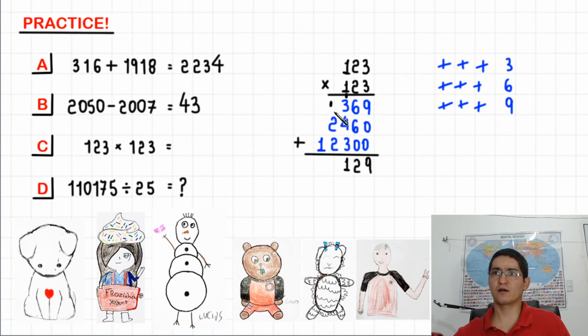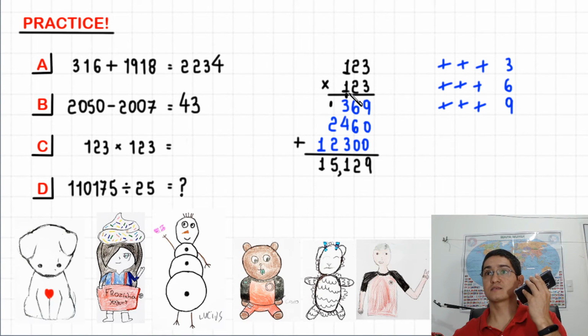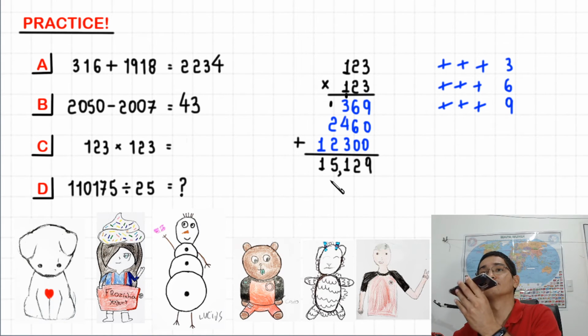And now I have 1 plus 2 is 3, plus the carried 1 is 4, I write here. And here we only have 1. So the result is 15,129. Let's check with Google Assistant. What is 123 times 123? 123 by 123 is 15,129.